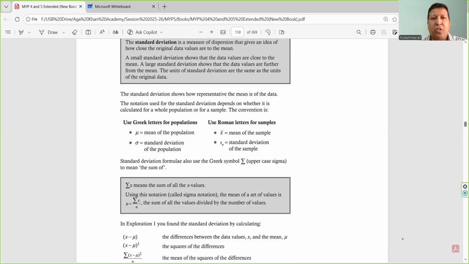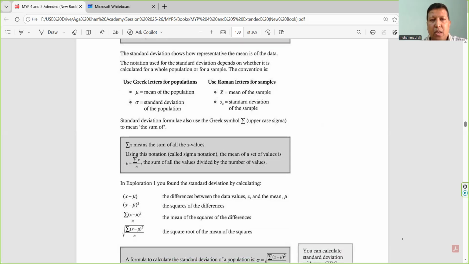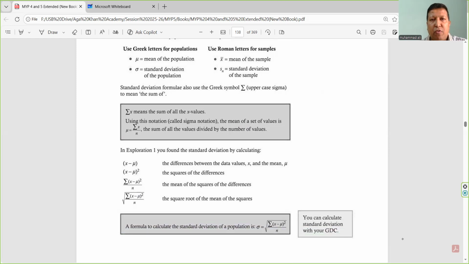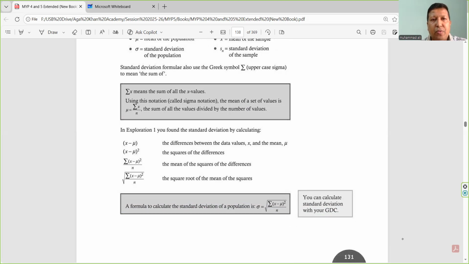We use Greek letters for a population. Mu is the mean of the population and sigma is the standard deviation of the population. We use Roman letters for samples: x bar is the mean of the sample, Sn is the standard deviation of the sample. The standard deviation formula also uses the Greek symbol, uppercase sigma, summation, the sum of. So summation x means the sum of all the x values.